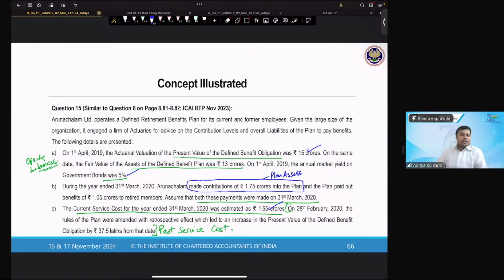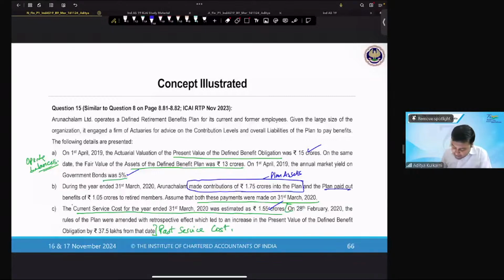अभी हम obligation कर रहे हैं, so this will not hit. What increases your obligation is current service cost, जो already हम लोग ले चुके हैं. So it won't hit my obligation. It will only hit my plan assets.